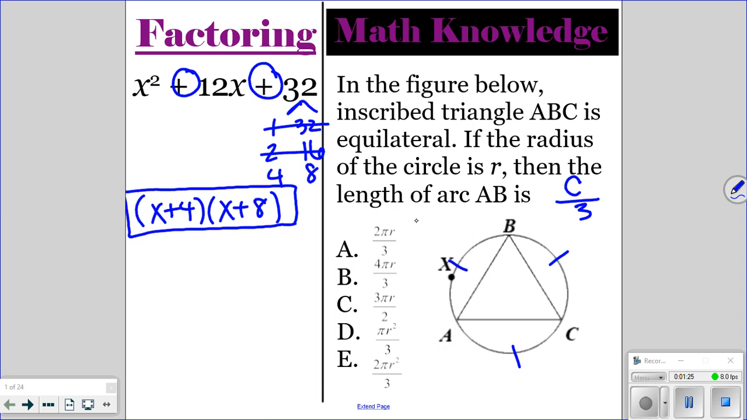Our circumference is found from 2 pi times your radius, and they said the radius is just r. So we divide that by 3, and that gives us this length here. So 2 pi r over 3 is A, and so that would be your answer.